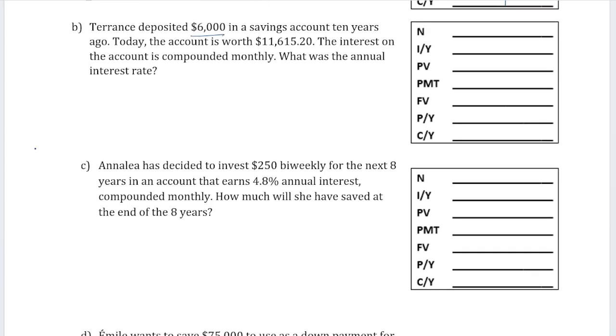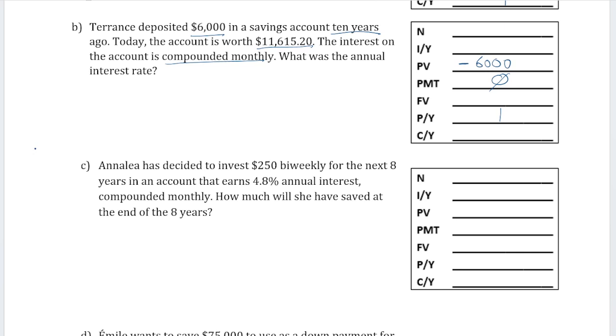Terrence deposited $6,000 in a savings account 10 years ago. Today the account is worth $11,000 and some change. The interest compounded monthly. What is the annual interest rate? So again, nothing about payments, nothing happening over and over again. So this is compound interest. Payment is 0, P over Y is 1. They deposited $6,000, so our PV would be 6,000, and it was deposited. It went away, so it's a negative.